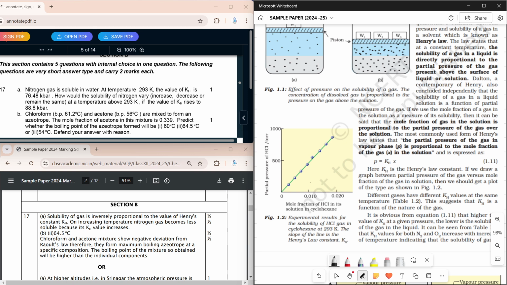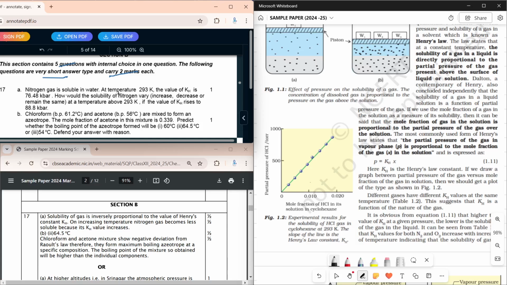So this section contains 5 questions with an internal choice in one question. The following questions are very short answer type, and they carry 2 marks each. Now, the first question: nitrogen gas is soluble in water. At temperature 293 Kelvin, the value of KH is 76.48 kilobar. How does the solubility of nitrogen vary at a temperature above 293 Kelvin if the value of KH rises to 88.8 kilobar?